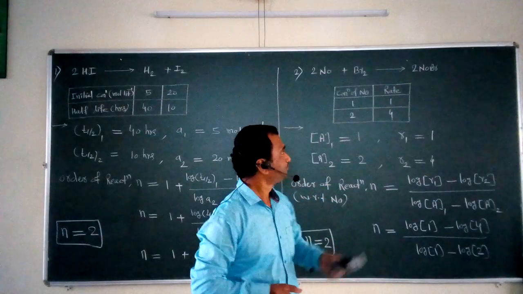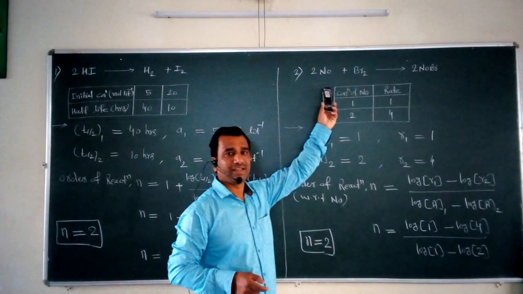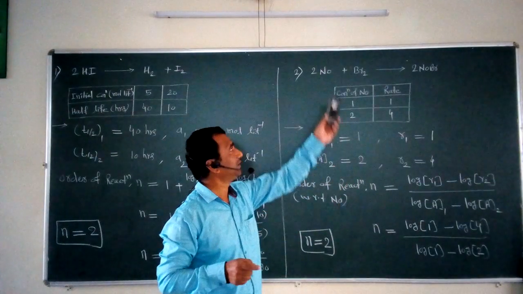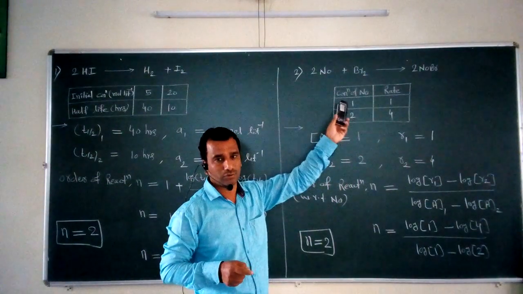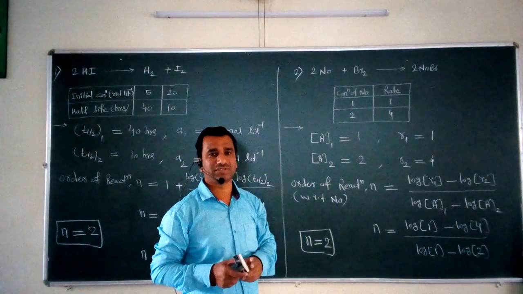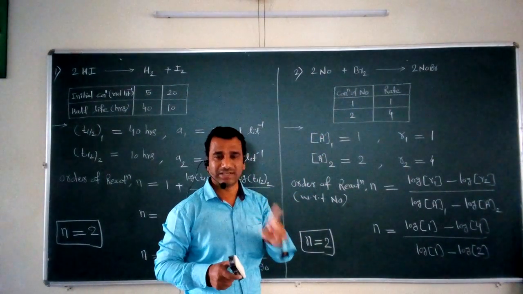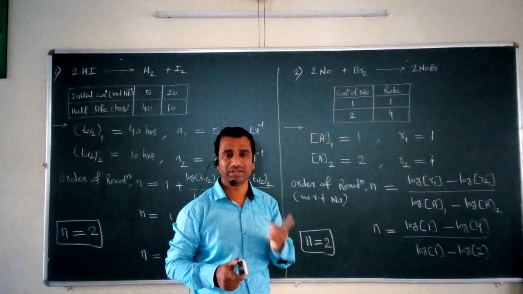Now suppose this is a chemical reaction, we calculated the order of reaction with respect to only one of these reactants, that is NO. Secondly, if we want to study what happens if we change the concentration of the second reactant, for example, now what is there?